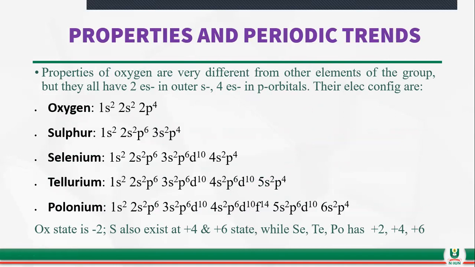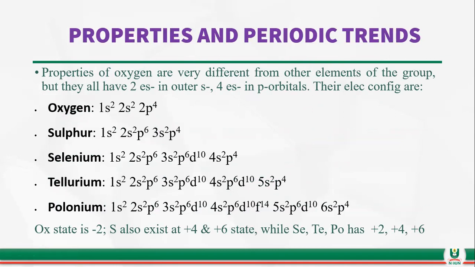Property and periodic trend. Properties of oxygen are very different from other elements of the group. You remember we have said that the first member of every group in the main group elements is at the second period, and their chemistry, their property, their behavior is always far different from other members of the group. So oxygen is not an exception. If you look at oxygen very well, you can find it difficult to even see what has happened. Because when we are talking about the higher the molecular mass, the higher the tendency of a compound to be solid in nature, and the lower the molecular mass, the higher the tendency of something to be gaseous in nature.